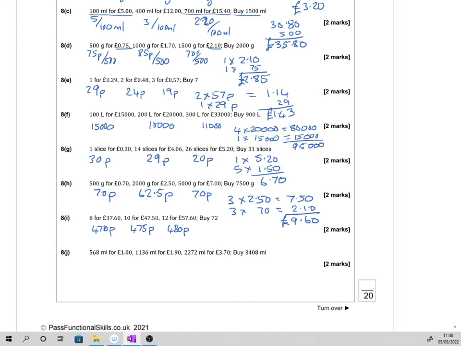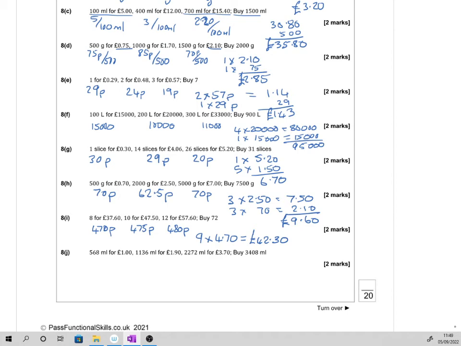So how many do we need to buy? 72 divided by 8 equals 9. So we need 9 times £4.70. 9 times 4.70 is £42.30. Right, look at this awkward number.